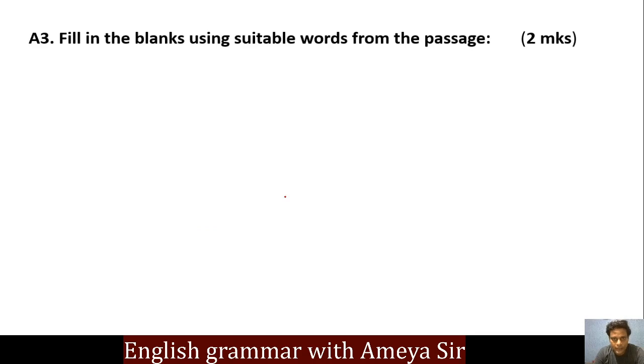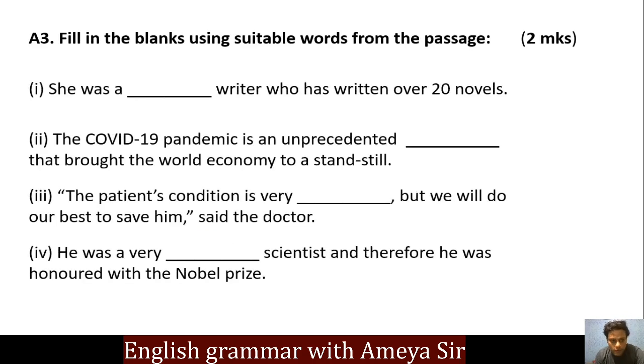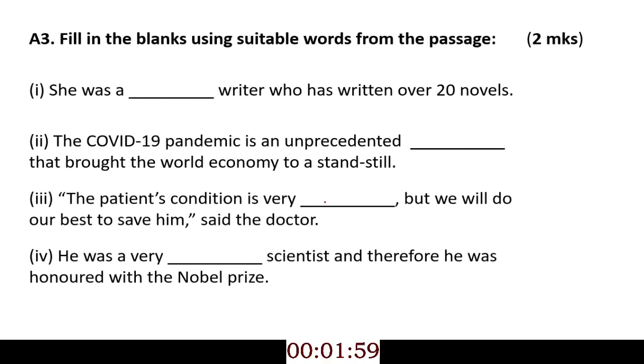The next one is fill in the blanks using suitable word from the passage. So you have to use the passage and then you'll have to fill in the blanks. Okay. Here are your 4 questions. Your time starts now. She was a dash writer who has written over 20 novels. Next one. The COVID-19 pandemic is an unprecedented dash that has brought the world economy to a standstill. The patient's condition is very dash, but we will do our best to save him, said the doctor. He was a very dash scientist and therefore he was honored with the Nobel Prize.